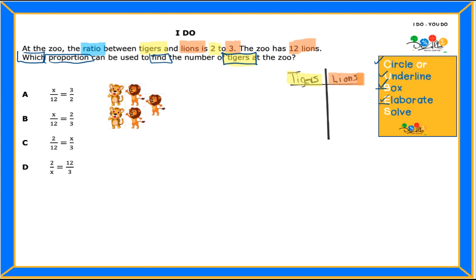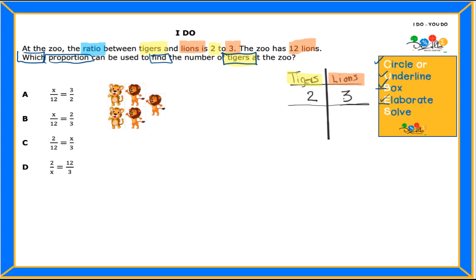Can you please tell me what is the number that goes with tigers? Yes, the 2. Great. And when there are 2 tigers, how many lions are we going to have? Yes, 3. Awesome. Can you please look at the picture that I brought for you guys? Yes, that's what it is. 2 tigers and 3 lions. Awesome. The ratio means, guys, that this group can be repeated. Basically, that's what it is.